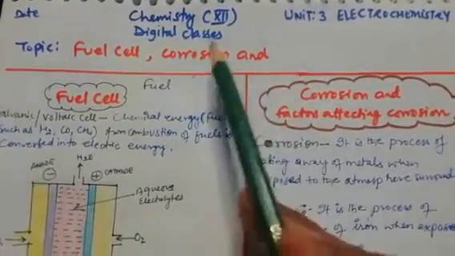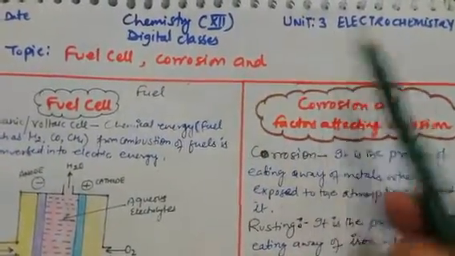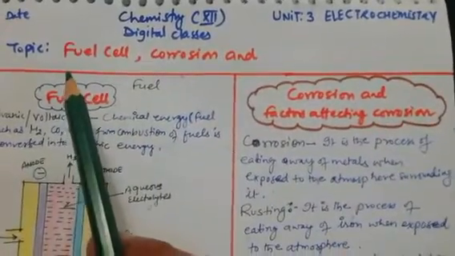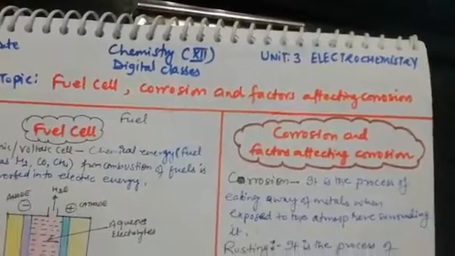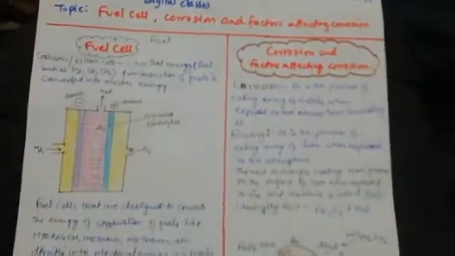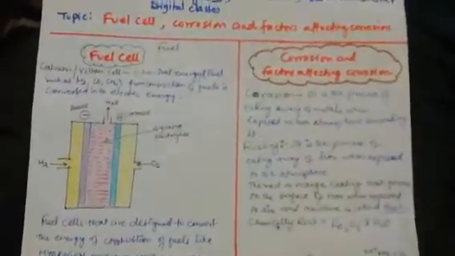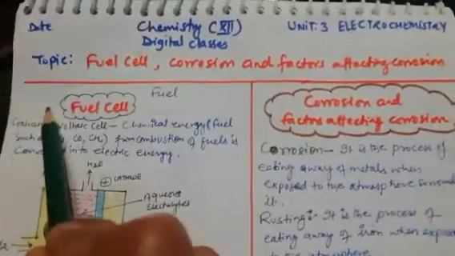This is your chemistry period, and as we are doing Unit 3 Electrochemistry, today we are going to the last topic of this chapter, that is fuel cell, corrosion, and factors affecting corrosion. That's why I have divided this page into two parts, as only two topics are left. So first let's do the fuel cell.